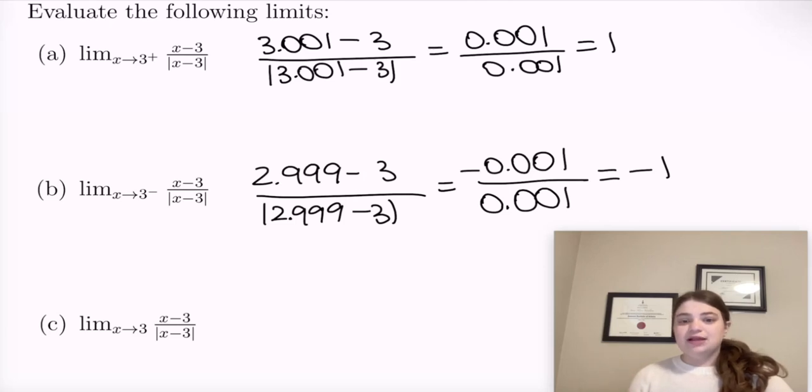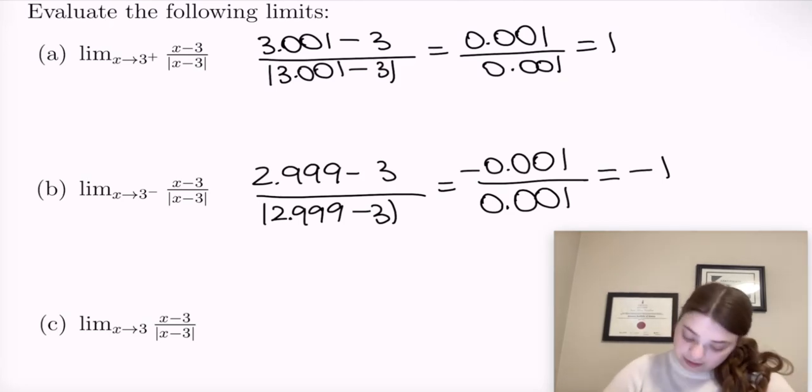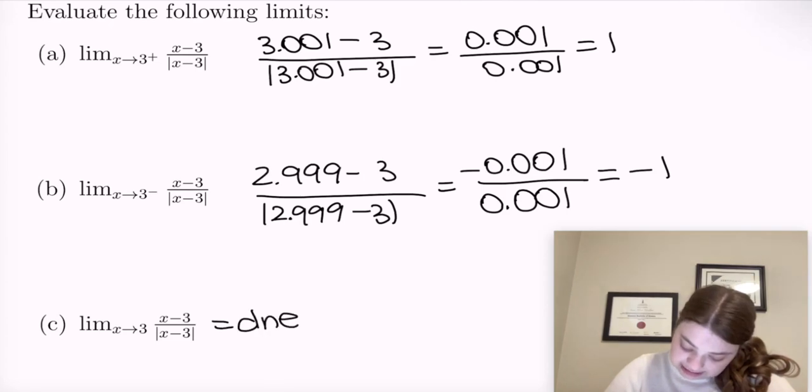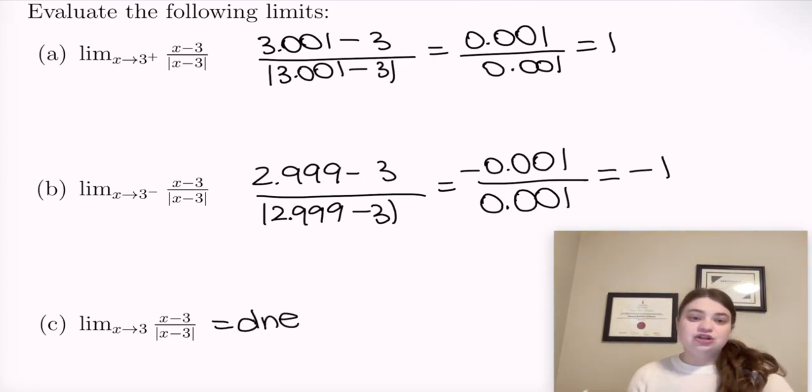And so what does that tell us? The right-hand limit and the left-hand limit are not the same. One's positive 1, one's negative 1. And so therefore, this one would not exist, right? Because by definition, in order for the two-sided limit to exist, both the left-hand limit and the right-hand limit must exist and be equal, and they're not.